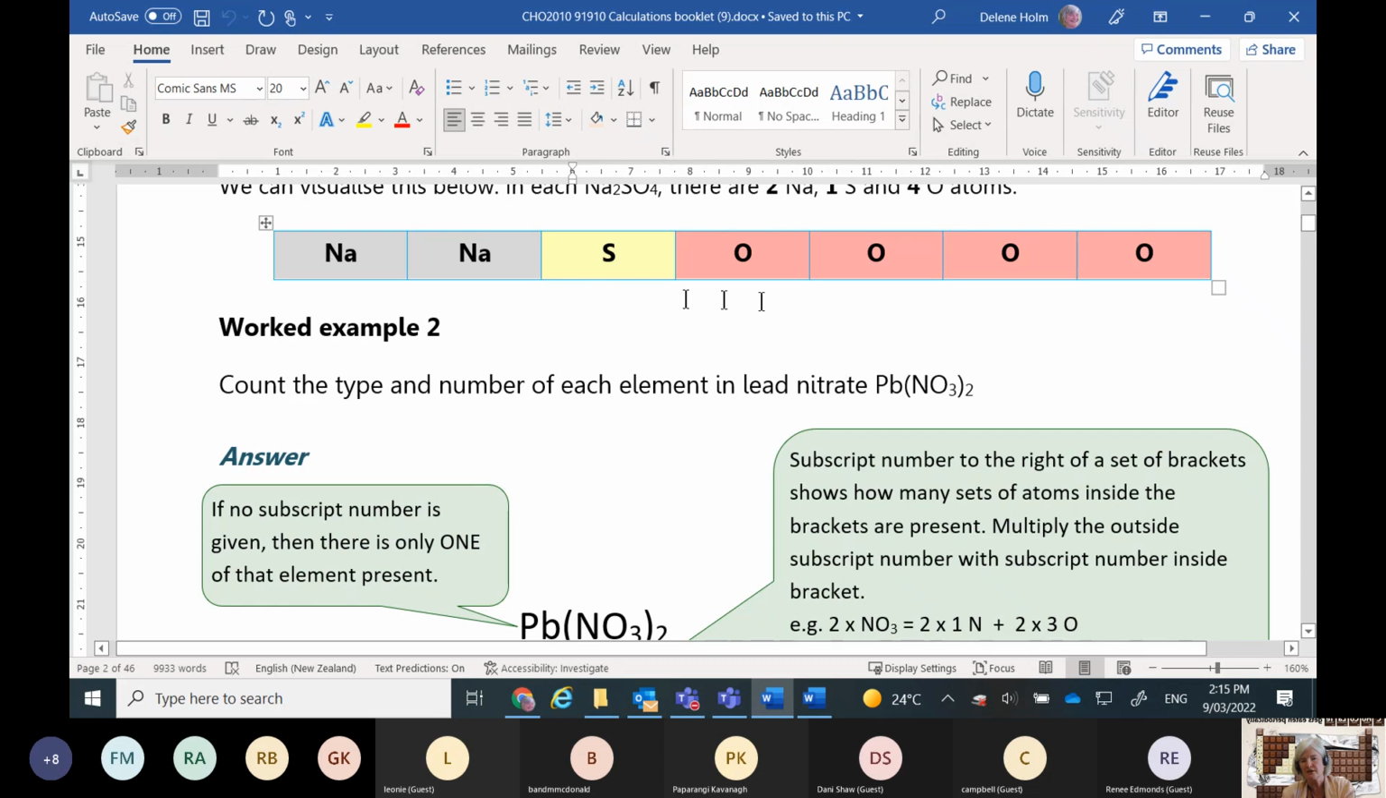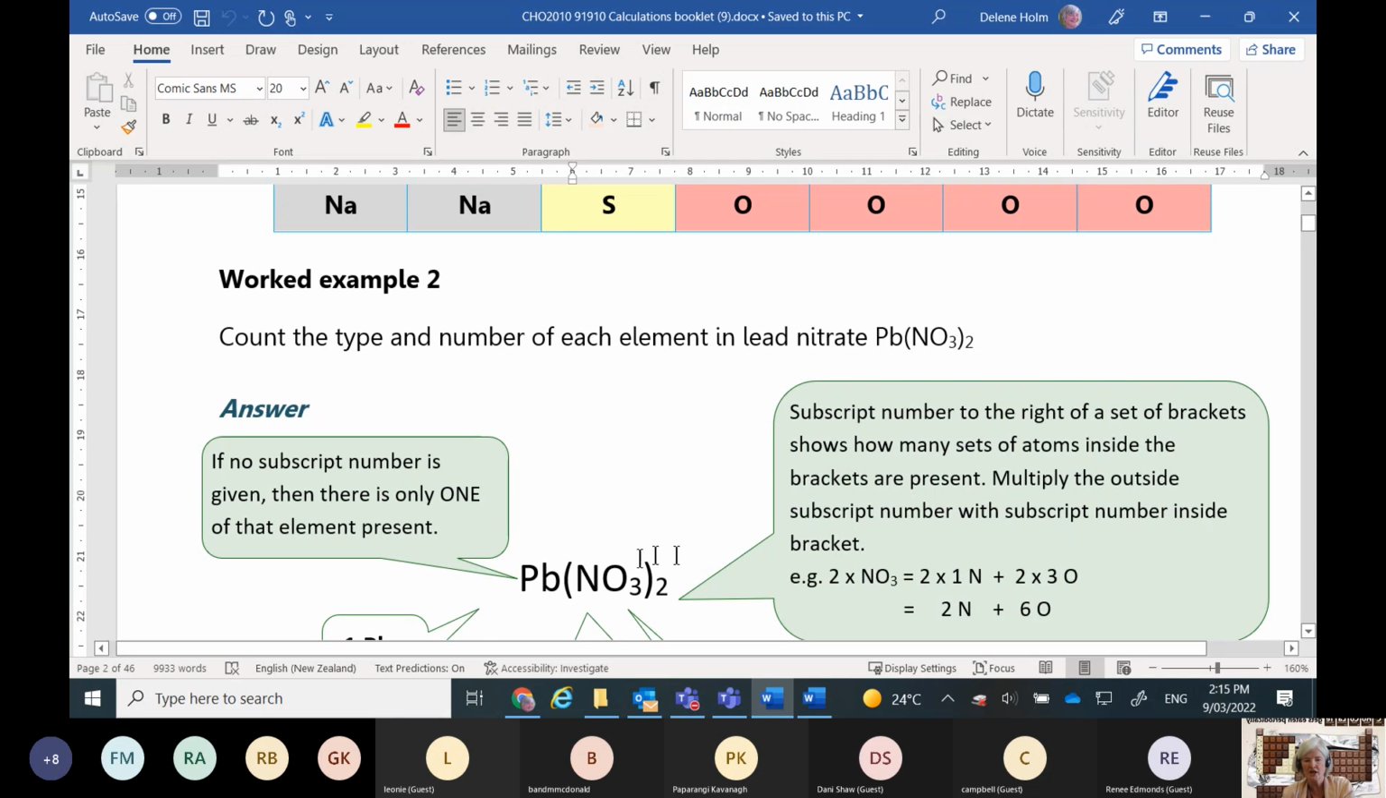Okay, so I've tried to do that visual thing over there. Have a look at this next formula. I'm going to try and hide some of this. How many lead atoms? Lead is Pb. So if you want to just type in the chat, hopefully there'll be lots of answers. How many atoms of lead are in this molecule or in this compound? It's not a molecule, it's a compound.